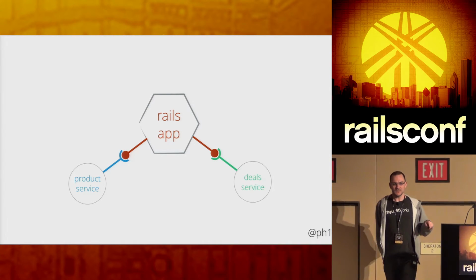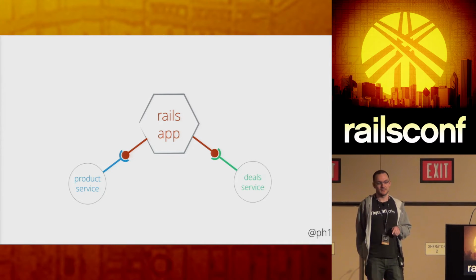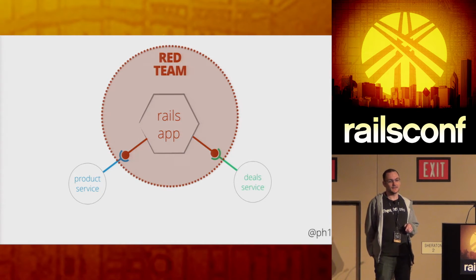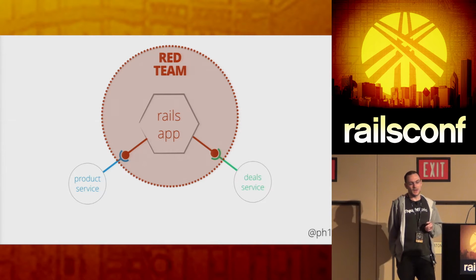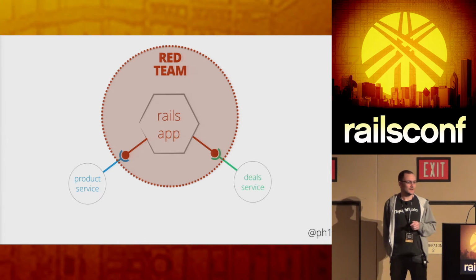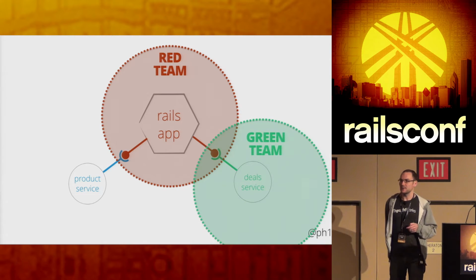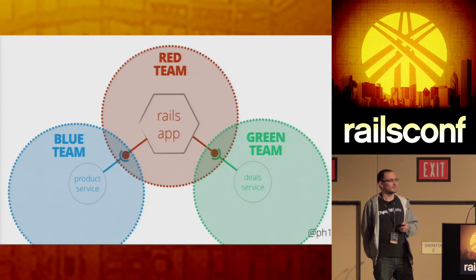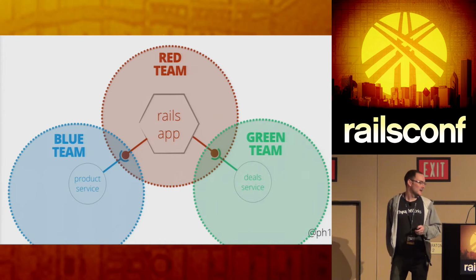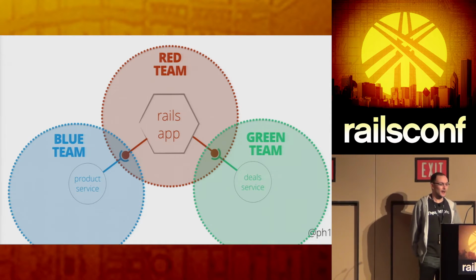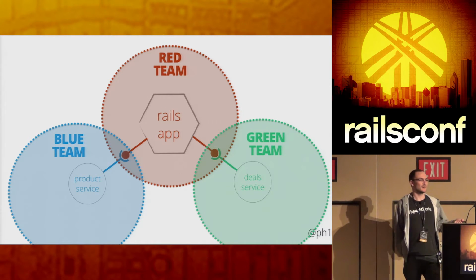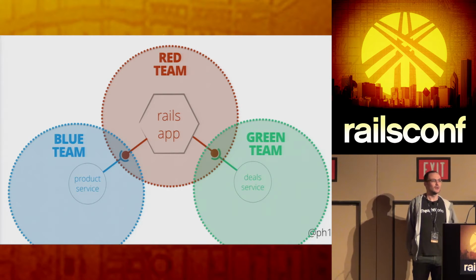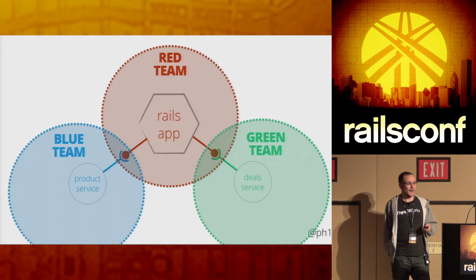And this gets even more interesting when you start thinking about it in terms of teams. So in our case, we had our team, let's call us the red team, we're building the Rails application. But we weren't building any of these services. The deals service might have been maintained by the green team, and the blue team, of course, were working on the product service. And sometimes we didn't even know where these teams were. We had vague ways of getting in contact with them, but we didn't have a very good relationship with them. And this leads to lots of interesting side effects.